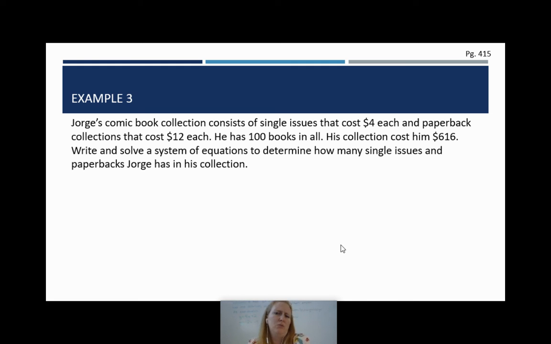Let's do one little real world example. We should do at least one. So this is example 3 over on page 415. And we're going to talk about George's comic book collection. George's comic book collection consists of single issues that cost $4 each and paperback collections that cost $12 each. Now, he has 100 books in all, and his collection cost him $616. So I would like you to write and solve a system of equations to determine how many single issues and paperbacks George has in his collection. Go ahead, hit pause, see if you can work this out, and then hit play when you're ready to check your work.